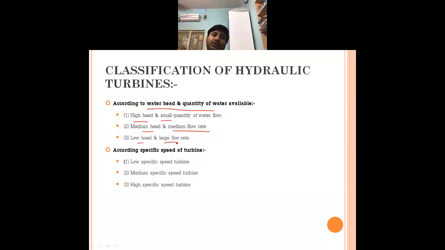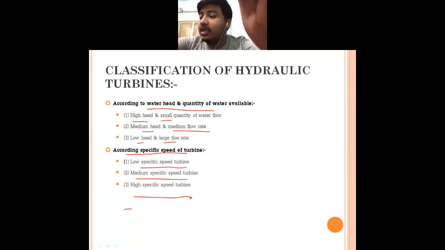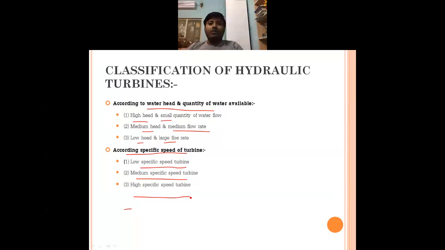And the last one is as per the specific speed of the turbine. So one is low specific speed, then medium specific speed, and the last one is high specific speed. I will tell you one by one and give you the examples of these.